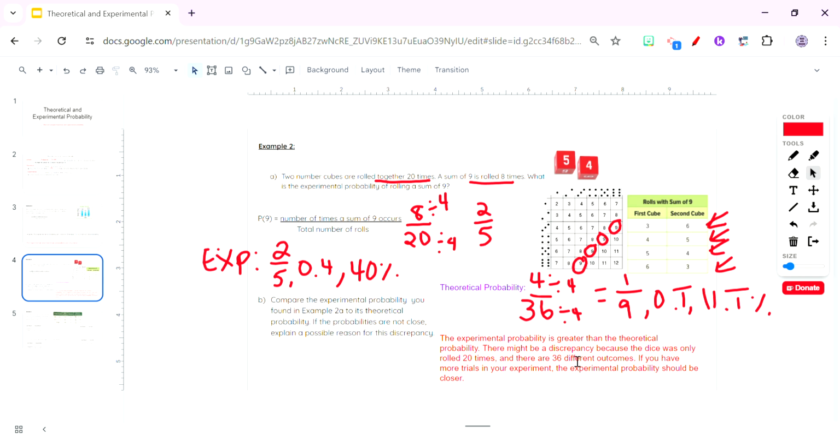Okay, so make sure that when you conduct your experiment, you do it a good number of times. I would do it at least 36 times since there's 36 different outcomes. But yeah, 100 times, 200 times, anything more than 20 is better than 20 times.